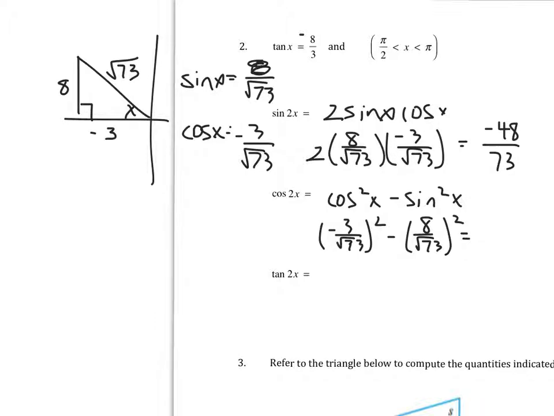So now what do we got? 9 over 73 minus 64 over 73. So it's 9 minus 64, about negative 55? Negative 55 over 73. Questions there? Anybody?